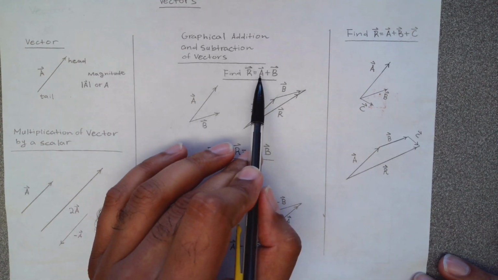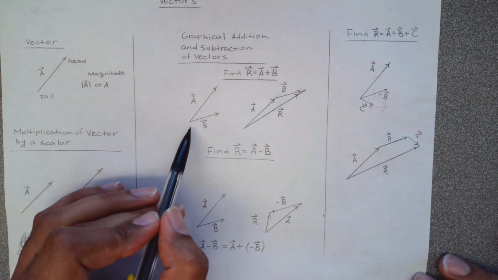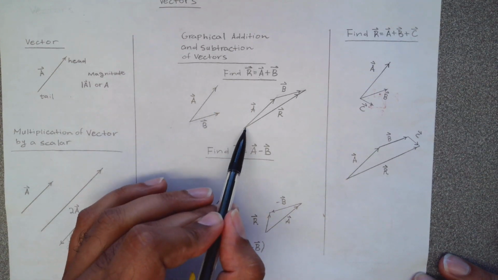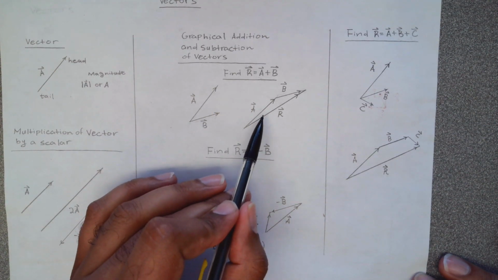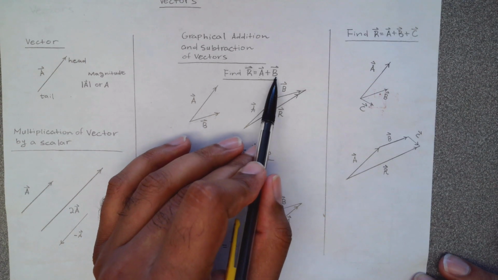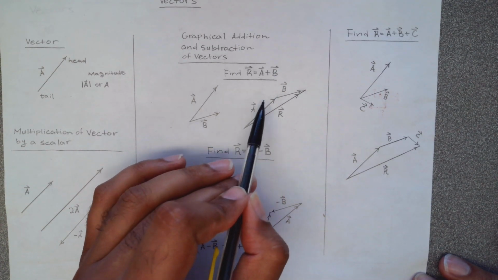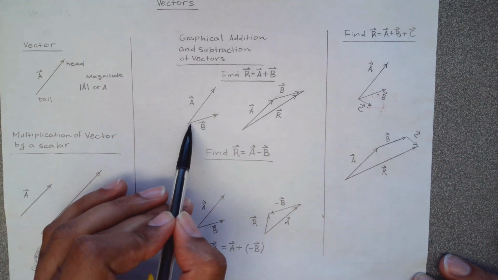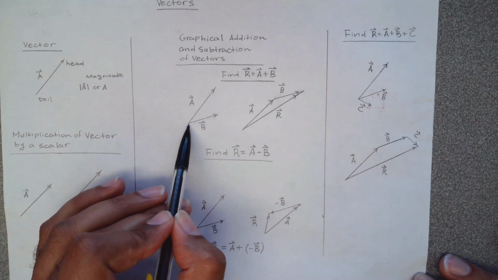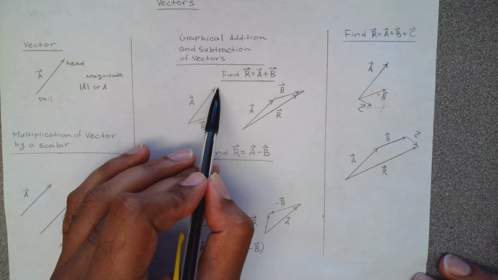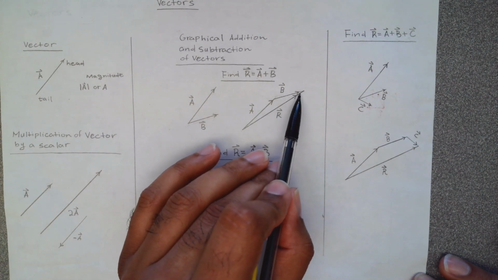So I draw A first, this is that vector, this is what you see here. Then I take the tail of B and I put it to the head of A. So I've transported the tail of this vector to the head of this vector. And that's what you see here.